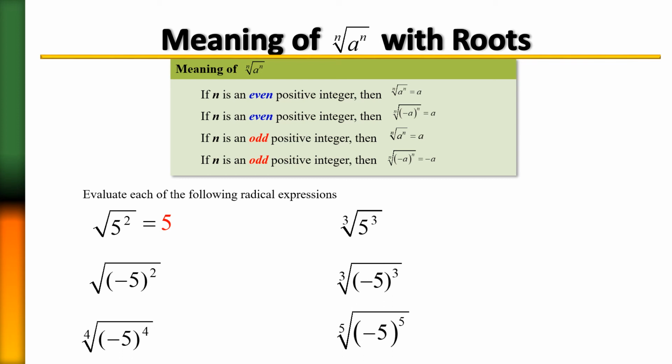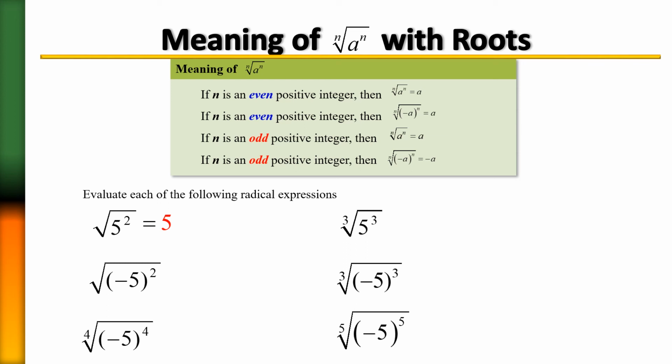Let's look at the next example. So here again, the index 2 is the same as the number the radicand is raised to. However, if the radicand is negative, such as this, the second scenario of the rule, it still equals a positive of whatever the radicand is. Let me show you why. Okay, so this is going to equal positive 5.